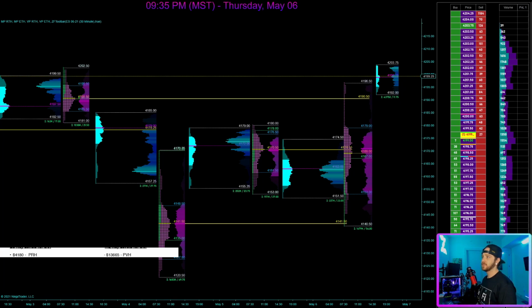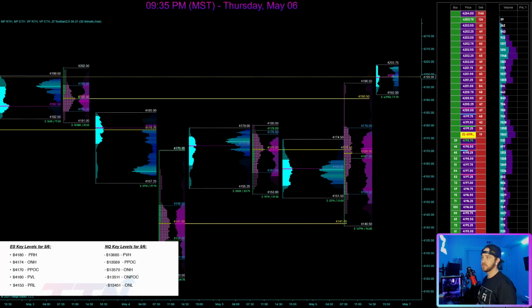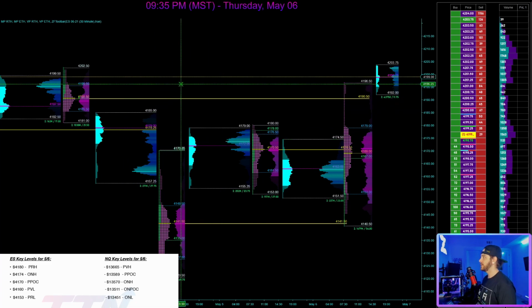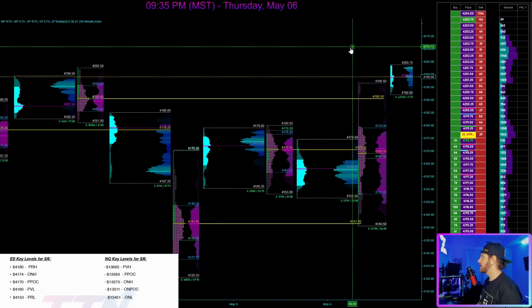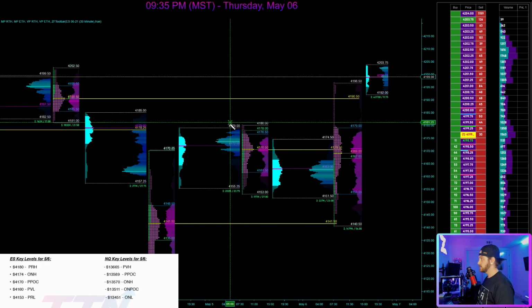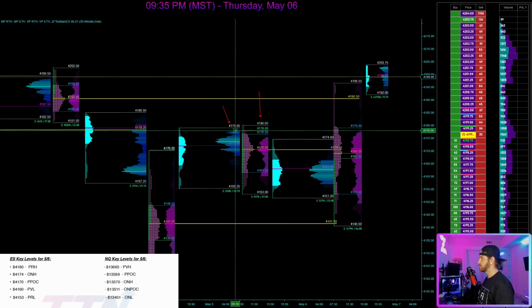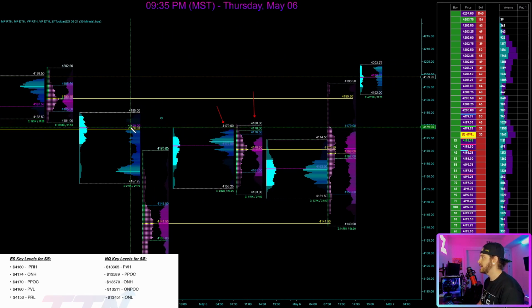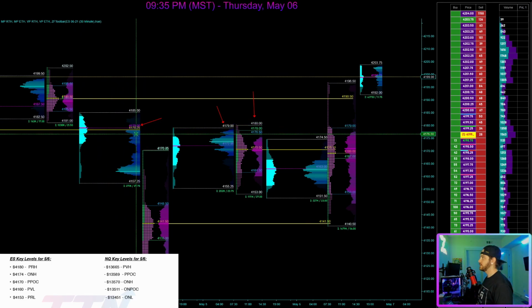First key level I was looking at on ES was the prior range high at 4180. You can see 4180s right there, also lined up with that prior overnight high at 4179 and the overnight POC from the 5th into the 4th session right there.